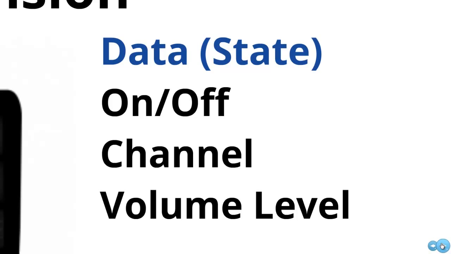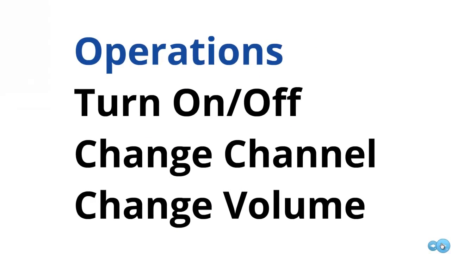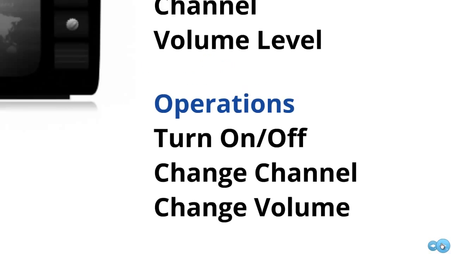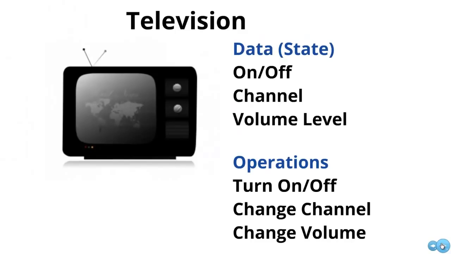In terms of operations, we can imagine being able to turn off the television or turn on the television, to change the channel, to change the volume. So now we're able to manipulate the state information associated with the television. This is really what we need to be thinking about when we model a television in terms of a class: its data and its operations. Let's look at another example.